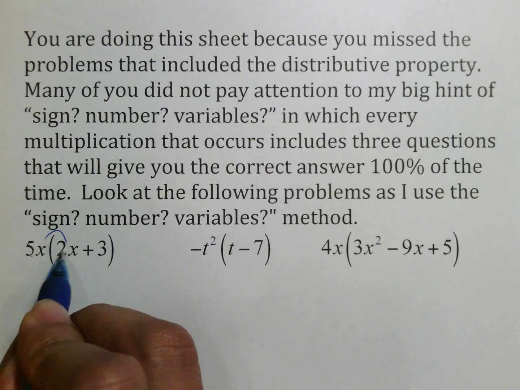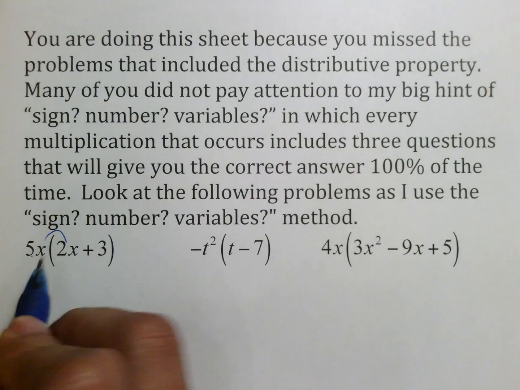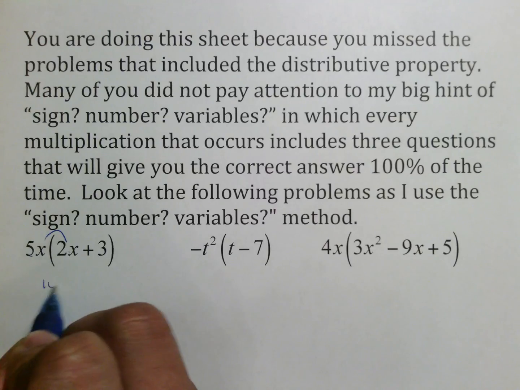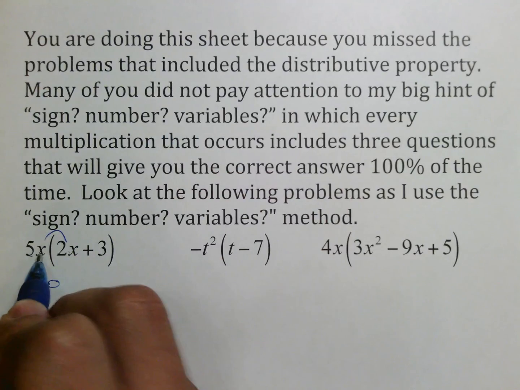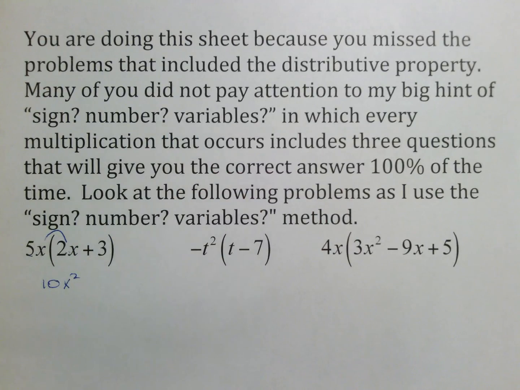But here, the sign, both of these are positive, so it's positive. The number is 10 because 5 times 2 is 10, and in terms of variables, I have 2 x's among them, so it's x squared. So again, if you take your time, you will not miss it. That is if you want to get it right.